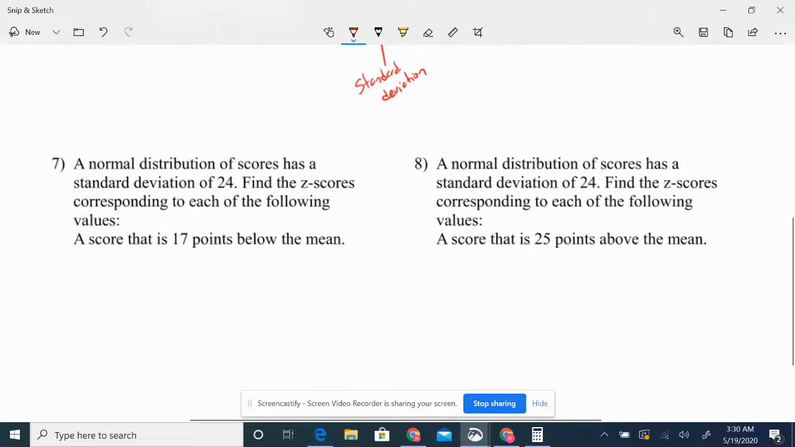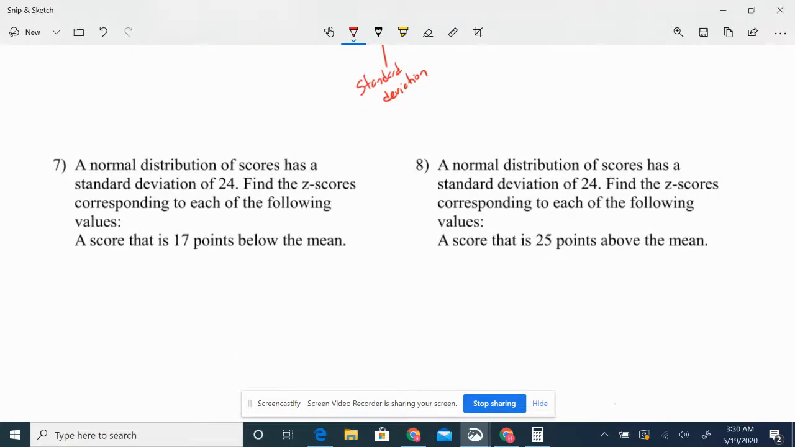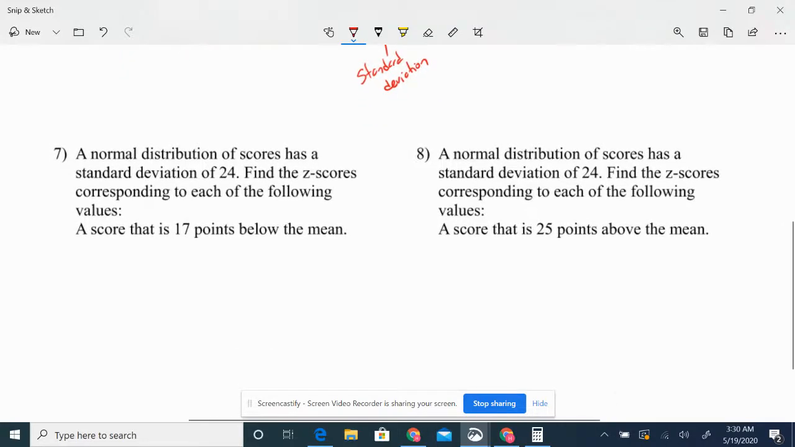Take a look at a couple more examples. Number 7. A normal distribution of scores has a standard deviation of 24. Find the z-scores corresponding to each of the following values. A score that is 17 points below the mean. So I'm going to put a negative 17.